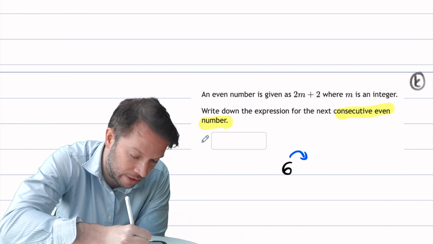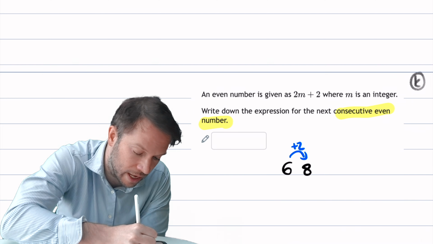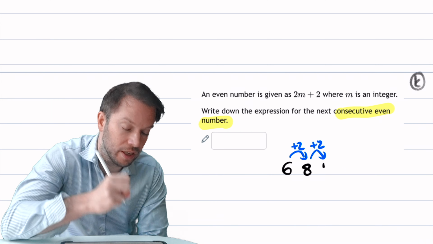So you'd add 2 to get the next even number, which is 8. And then if you added 2 again, you get the next even number, which is 10. So these are consecutive even numbers.